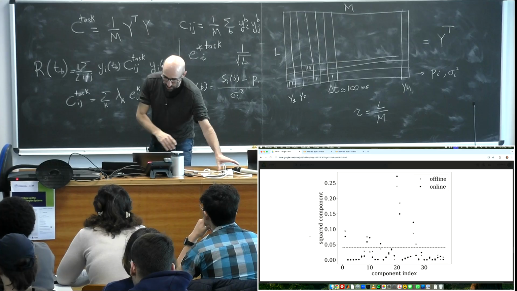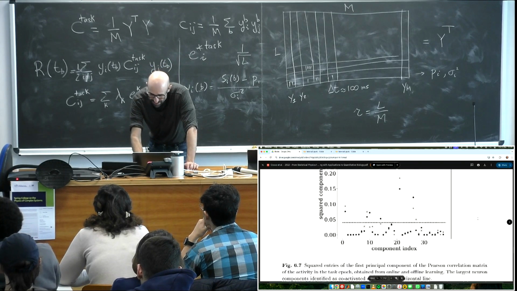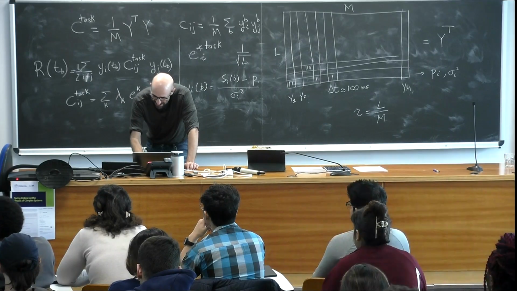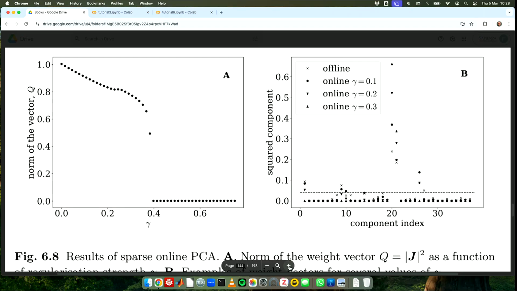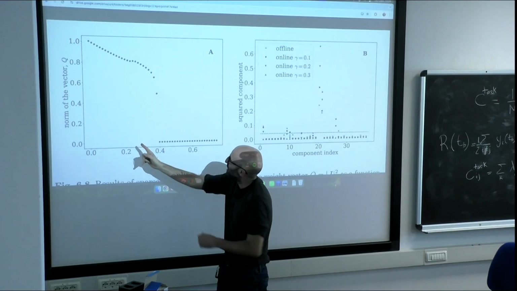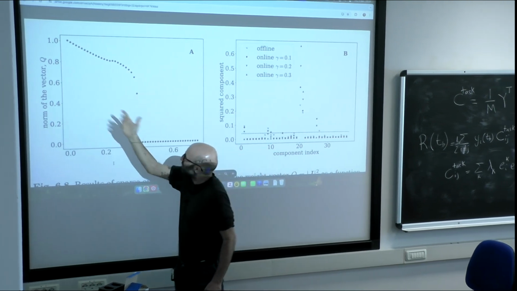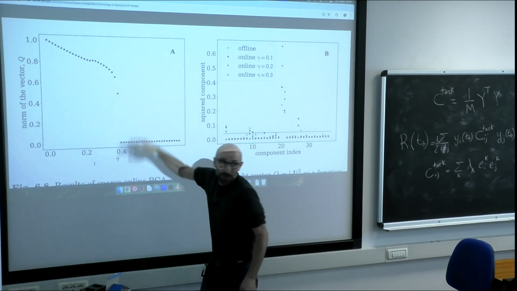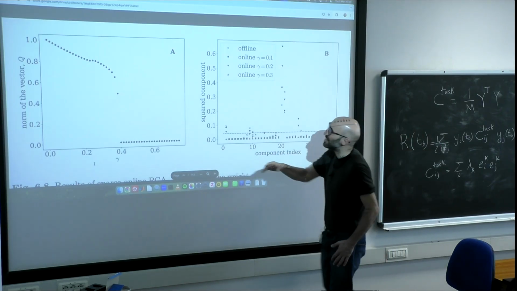So now, to conclude, we can look at what happens when you add the regularization, which in the online case is easy. You could also do it in the offline case, but it's a bit more complicated. What you see as a function of regularization, now that we are increasing regularization, is precisely this jump that I was discussing before. This is the norm of the vector, so this is J squared. And you see that J squared at some point goes to 0. So when you regularize too much, you lose completely the signal.